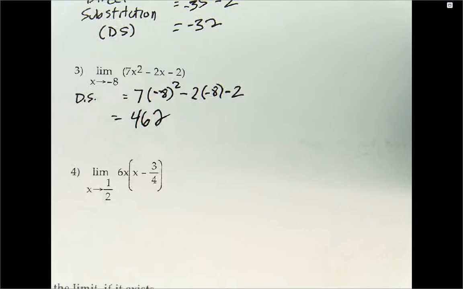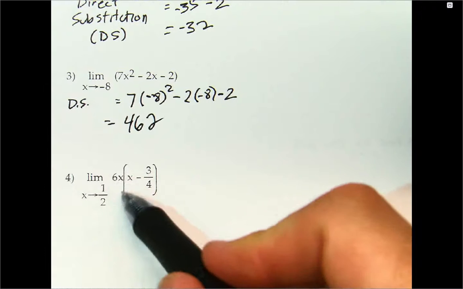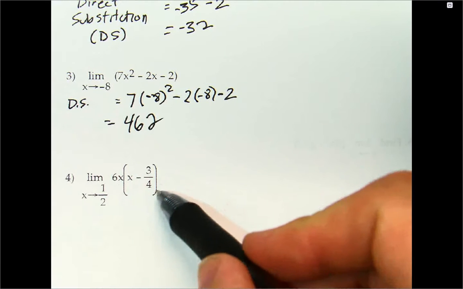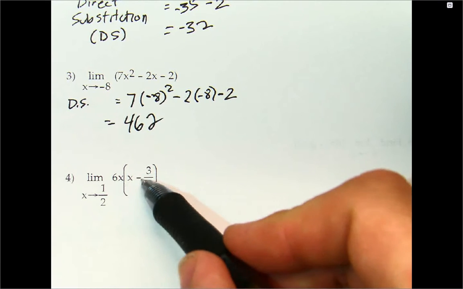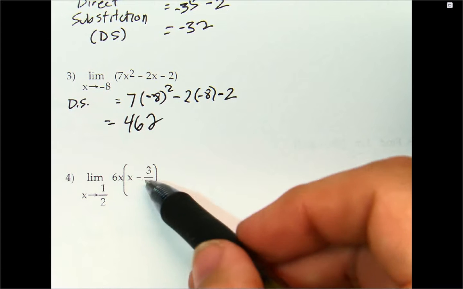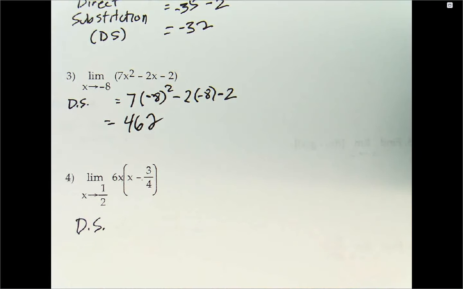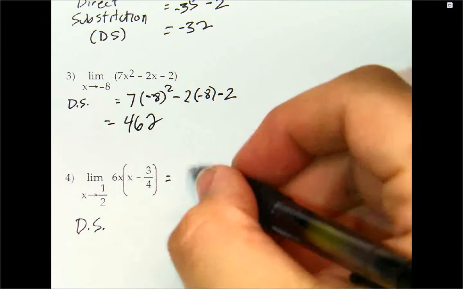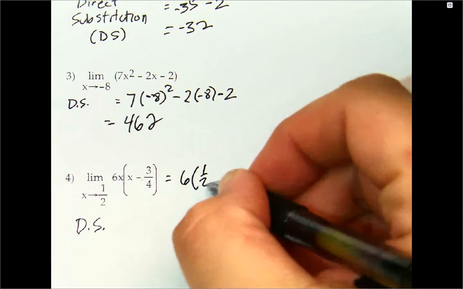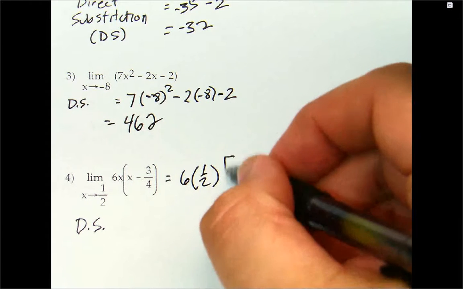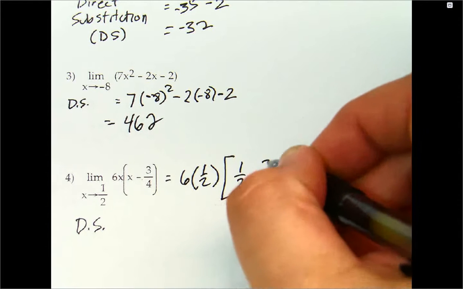Now our next one. Is there any issue with plugging in 1/2? I see no. And since we have 2 that are multiplied together, we could just do direct substitution again. We'll get 6 times 1/2 times 1/2 minus 3 over 4.